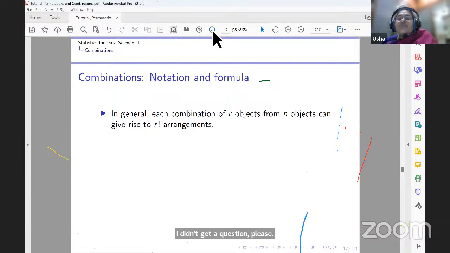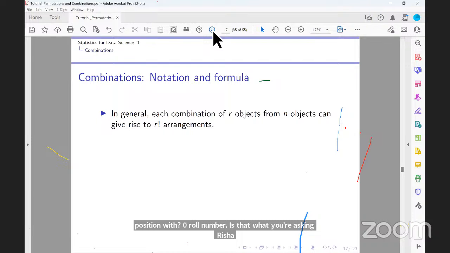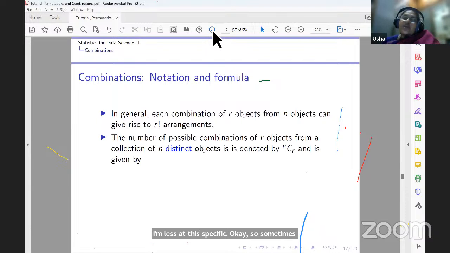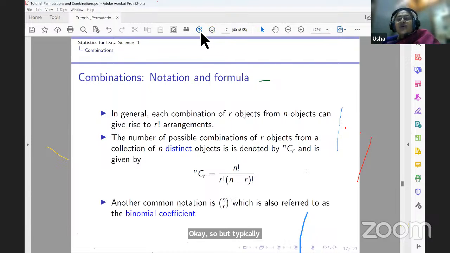When a roll number is to be formed, can we fill the first position with 0? Is that what you're asking, Rishabh? Yes, ma'am. Typically you don't allow 0 to be in the first position unless it is specified. Sometimes the questions might say that you allow 0 also in the first position. But typically you don't allow 0 in the first position.